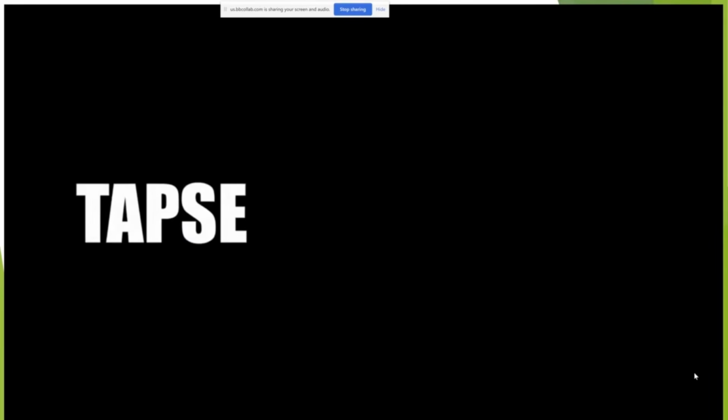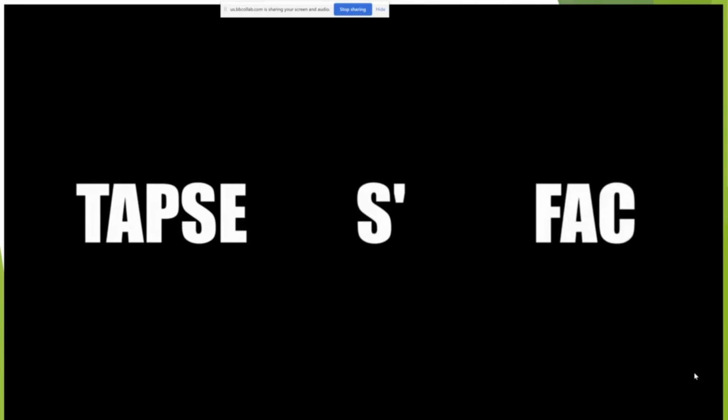Most of the time I'm doing TAPSE first. If TAPSE doesn't make sense or I want confirmation, then I'll do the S prime. And if for whatever reason I'm not getting a good answer with those, then I will do the fractional area change. And the ACC actually recommends doing all three if you are able to.